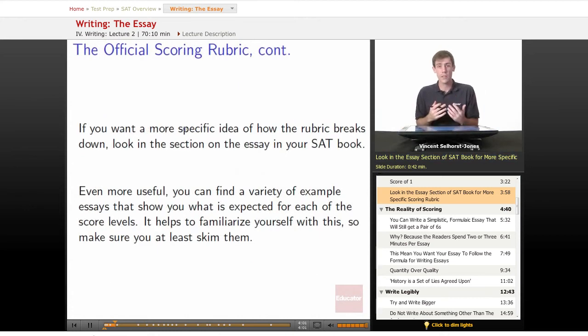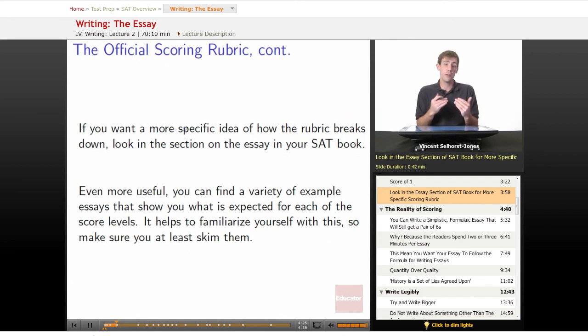If you want a more specific idea about it, go check out the essay section in your SAT book or look online. But really, that SAT book I recommended before, the blue book, has lots of useful information for seeing how that rubric breaks down. It has really specific ideas of how the rubric breaks down, and then gives you a lot of samples. Those samples are really useful for having an idea of just how good your essay needs to be in competition. It'll help you familiarize yourself with this.